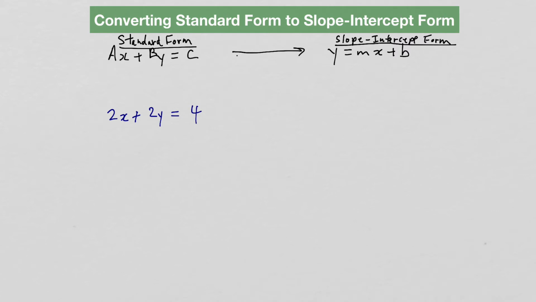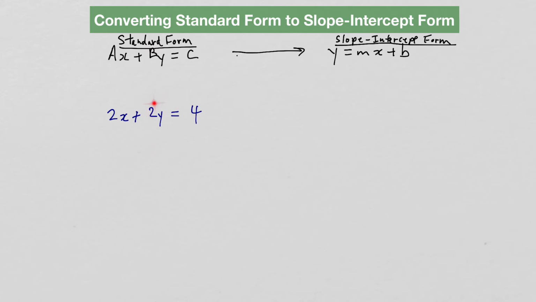Now, one question you might have is, why do we want to convert from standard form into slope-intercept form? Well, one reason is that when we convert into slope-intercept form, it makes it easier for us to graph the equation of this line. And the reason for that is because once you put it in slope-intercept form, we now have the slope and the y-intercept. Having both pieces of information makes graphing much simpler. Okay, so let's go ahead and convert this.